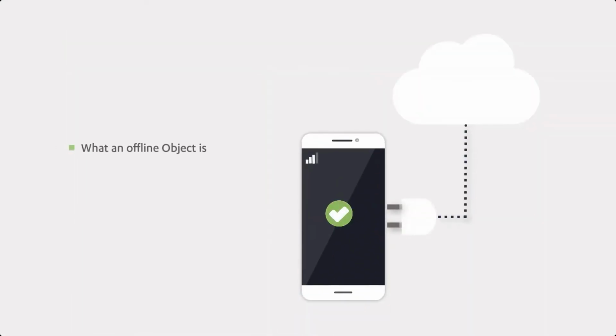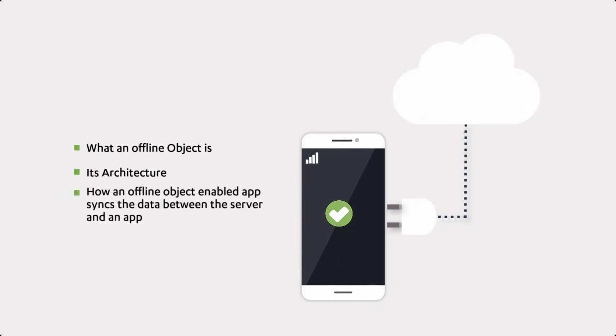In this video, you've learned what an offline object is, its architecture, and how an offline object-enabled app syncs the data between the server and an app. This ends the configuration of offline objects.